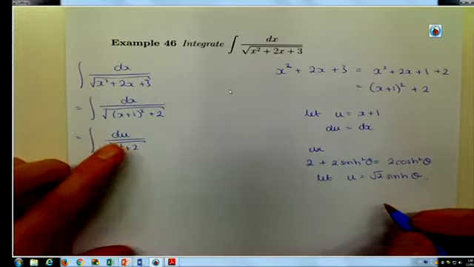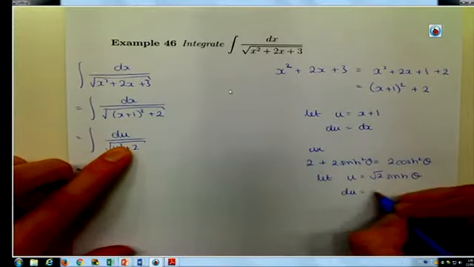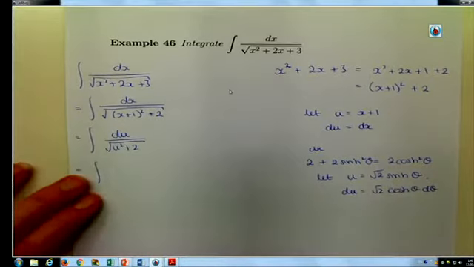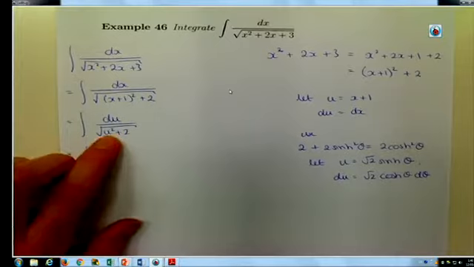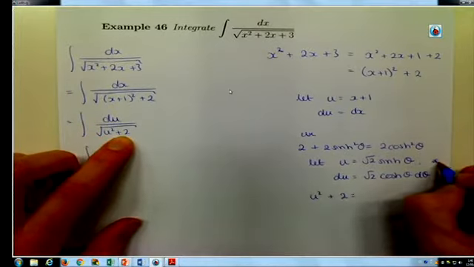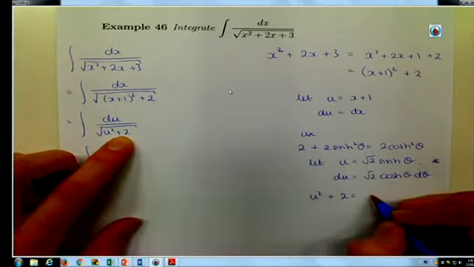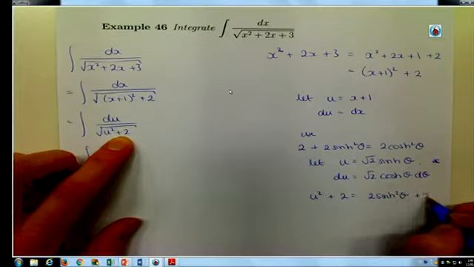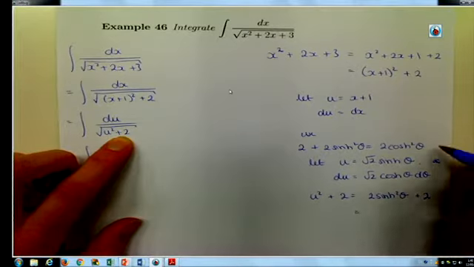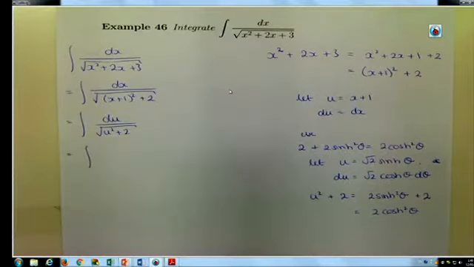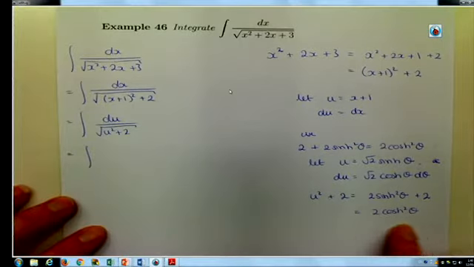Okay, so we have to change the du as well. So that's the du taken care of. And now we have to figure out what the u squared plus 2 is going to be. U squared plus 2, use this one here. So u squared is going to be 2 sine squared theta plus 2, equals, and then we use the identity and we get 2 cos squared theta. So we've changed the thing under the square root sign where you've got two things adding together, which you can't really deal with, to just a multiple of two things.